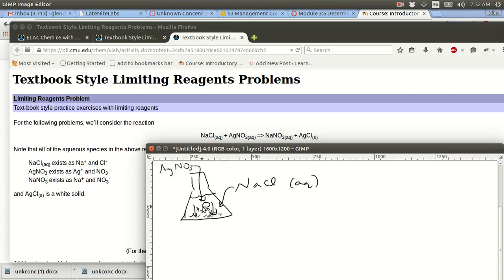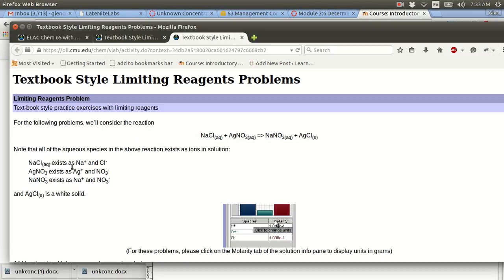That means inside this container, at the end, in your products, you will have Na plus ions, and you will have NO3 minus ions, but you will not have any Ag plus ions. You will not have Cl minus ions. Why not? Do you understand? It's because AgCl will form the solid. You will have AgCl solid at the bottom of the container. So, if you understand that, then you can understand this entire extra credit assignment.